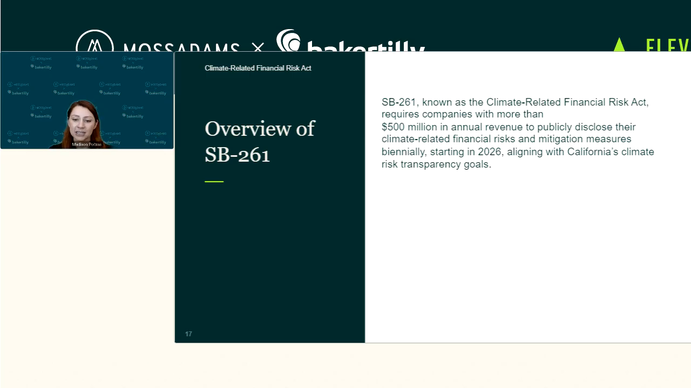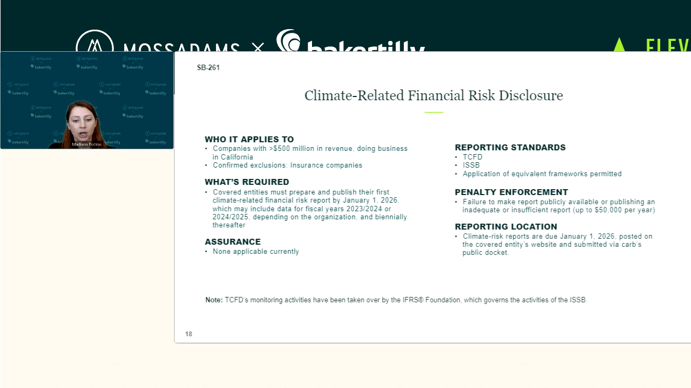This law is intended to align with California's broader climate risk transparency efforts, and it draws heavily from existing international frameworks for risk disclosure, including the TCFD framework, which stands for Task Force on Climate-Related Financial Disclosures, which I will do a deep dive on in just a bit. Unlike SB 253, this focuses on financial risk posed by climate change, while SB 253 is more focused on greenhouse gas emissions. And with that, we'll get into the required content and reporting format for SB 261.